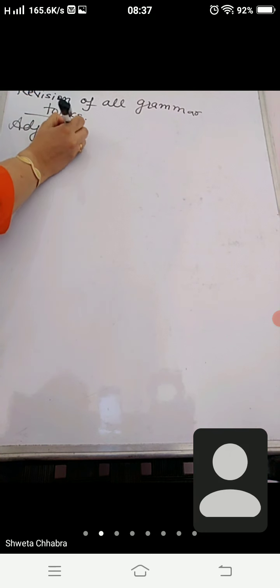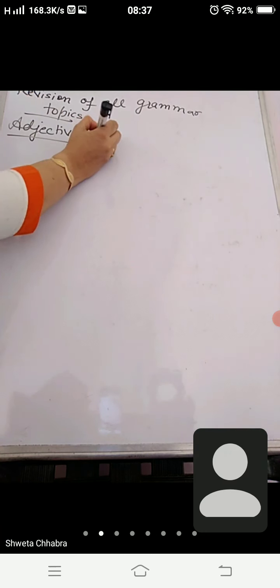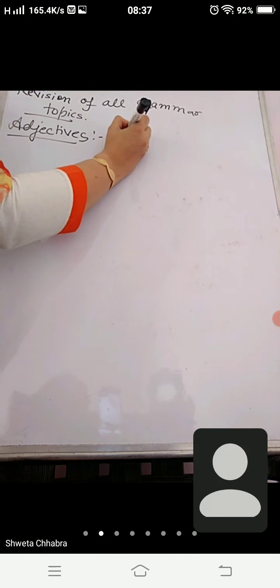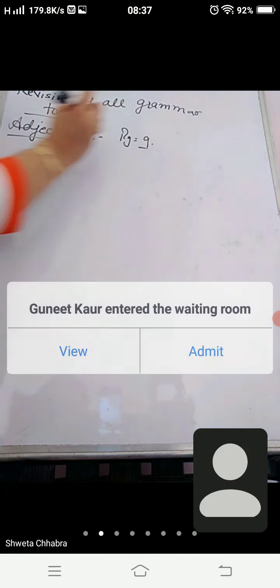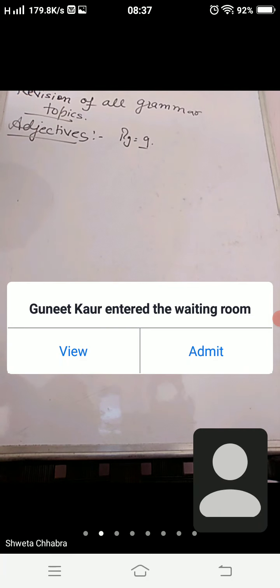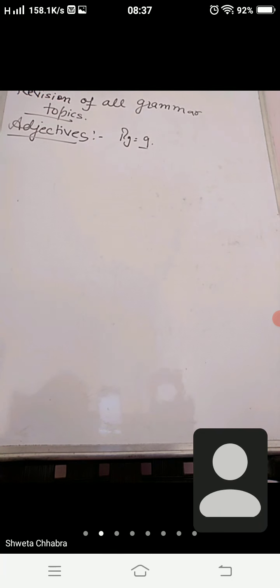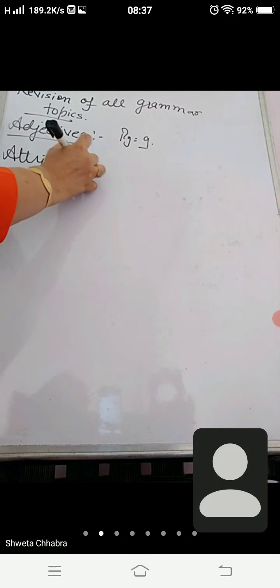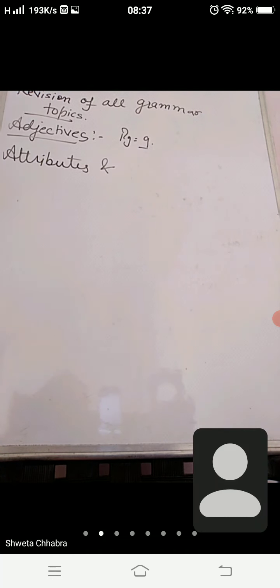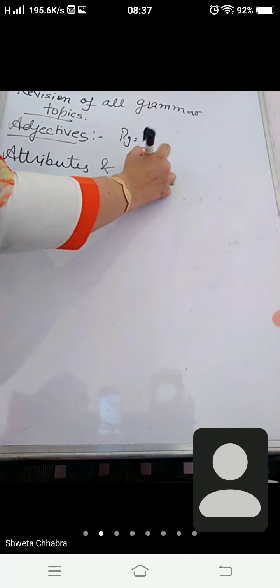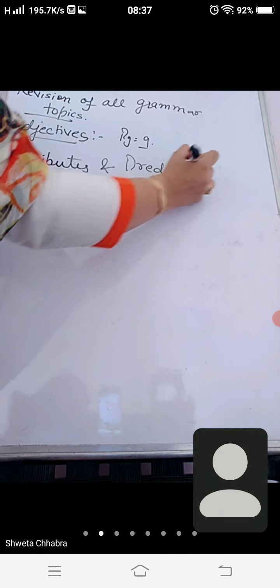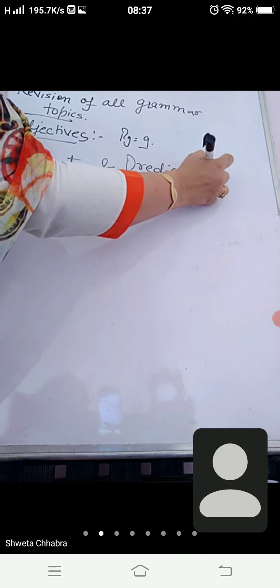The first topic that I am going to make you revise is adjective. Okay. Adjectives. All of you take out page number 9 of your grammar book. Okay, page number 9 of your grammar book. See, here you have to revise attributive and predicative adjectives.